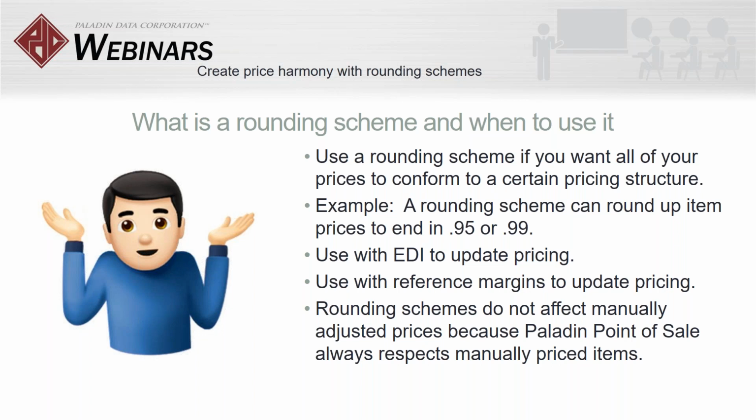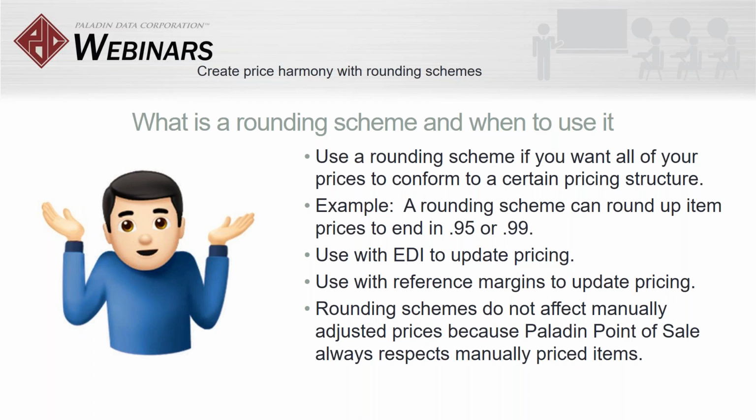You can use it with EDI updating your pricing. You can also use it with reference margins updating your pricing. So any of the sort of automated price updates that are happening, you can then use a rounding scheme as well. They only do not work if you're manually adjusting your prices, because Paladin's always going to respect when you manually adjust a price to, hey, I want to sell something for $1.01. It will absolutely let you do that and not touch it with your rounding scheme that you have applied. Only when you're using automatic pricing, such as EDI or reference margins, will it set that and then round up.